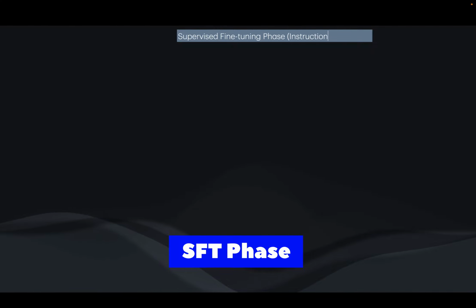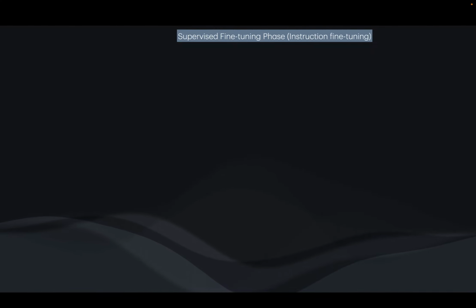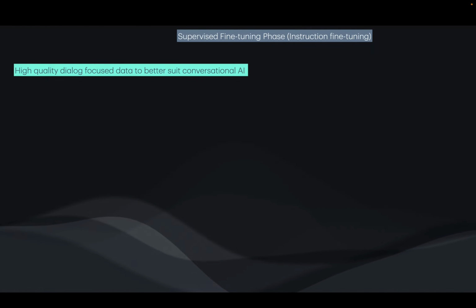Now the next phase, or the second phase, is supervised fine tuning, which we also call the SFT phase, and we also call it instruction fine tuning, right? In this phase we use high quality data which is mainly focused on conversational AI purposes. So we train our language model with a high quality data set which will be better suited for conversational AI, right?